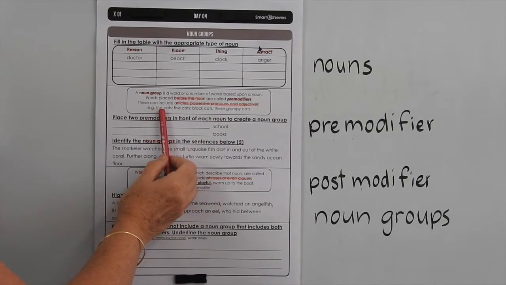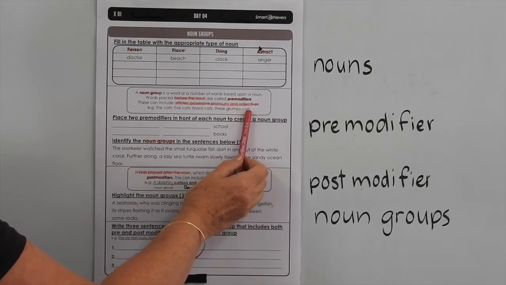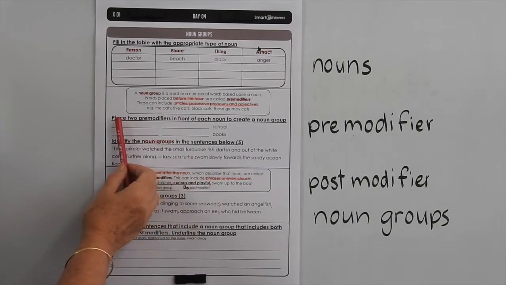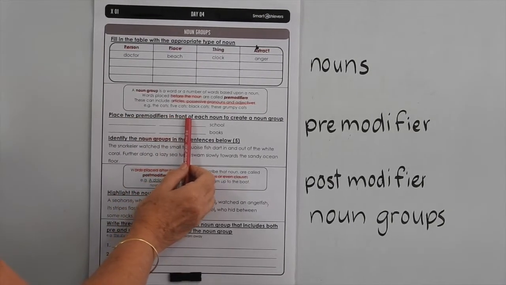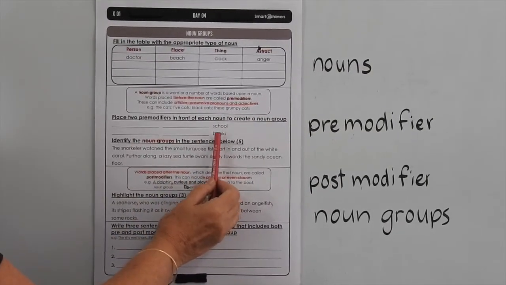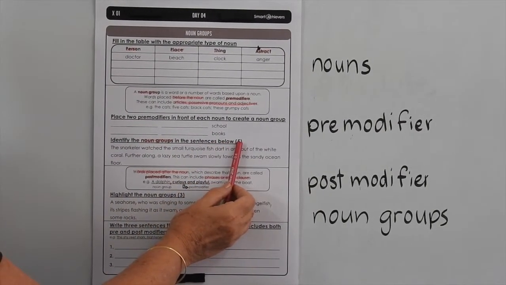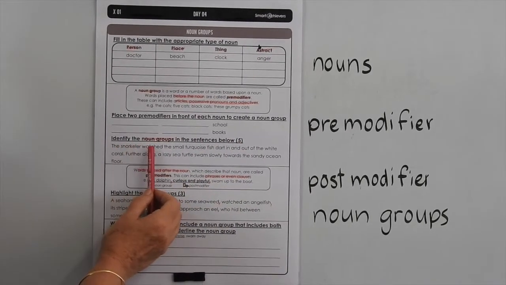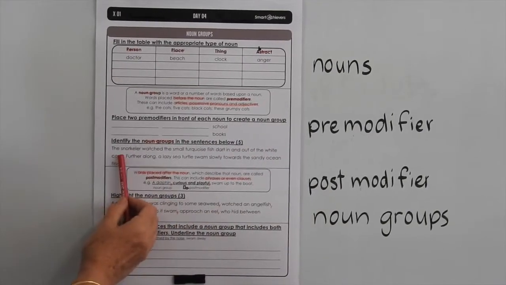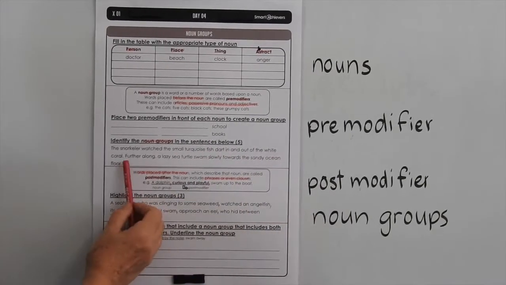For example, the cats, 5 cats, black cats, these grumpy cats. So they're all pre-modifiers before the noun cats. Place 2 pre-modifiers in front of each noun to create a noun group for school and books. Then identify the noun groups in the sentences below. There are 5 noun groups. So the snorkeler watched the small tortoise fish dart in and out of the white coral. Further along, a lazy sea turtle swam slowly towards the sandy ocean floor.